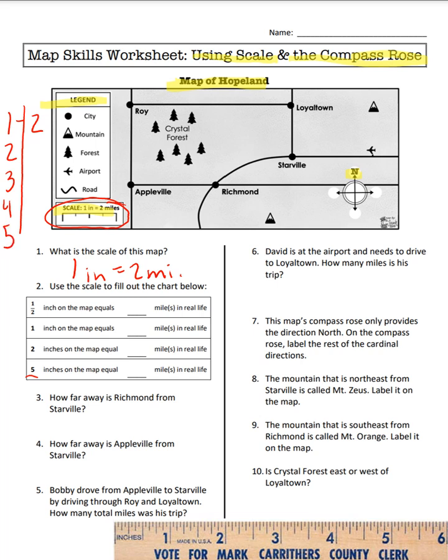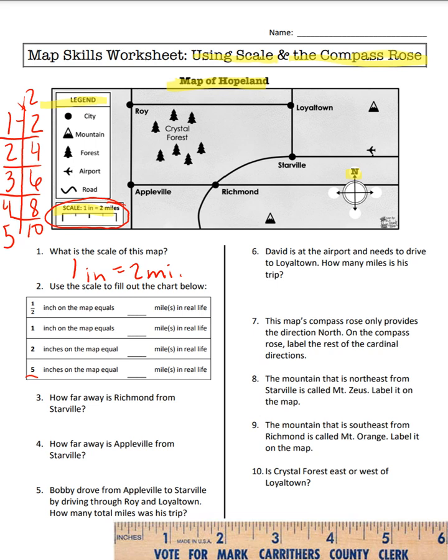If 1 is 2 miles, what's my rule? 1 times what equals 2? And it's times 2. So 2 times 2 is 4, 3 times 2 is 6, 4 times 2 is 8, and 5 times 2 is 10. So I've made myself a little T-chart like I did in math. Now it's easy to answer these questions.